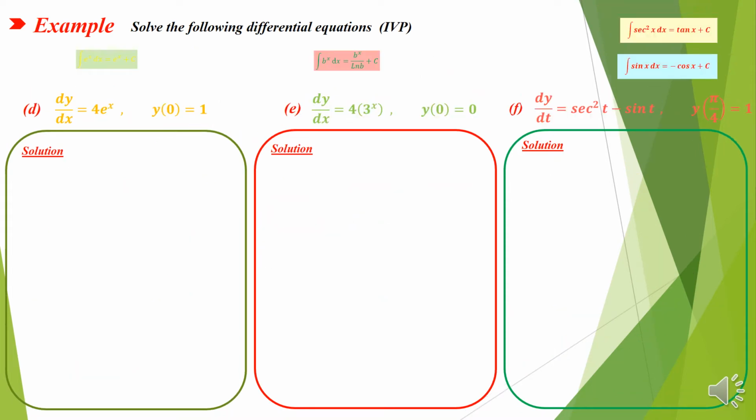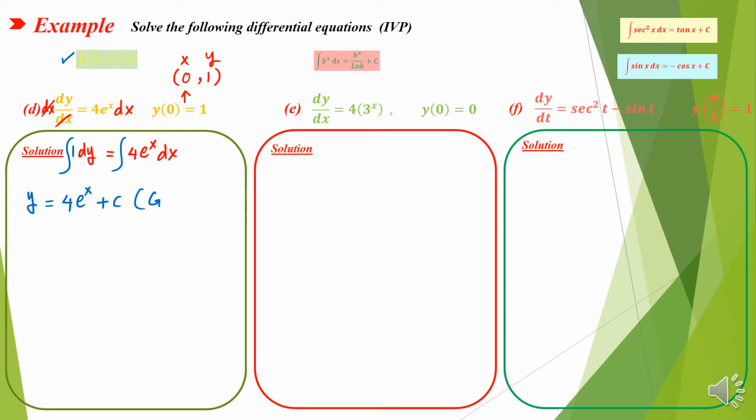In part D, we have the differential equation dy by dx equals 4e to the x, and we have the initial condition y of 0 equals 1, which means the point 0 and 1, x equals 0, y equals 1. So first you have to multiply both sides by dx. Cancel dx with dx, you'll get dy equals 4e to the x dx. Now you have to integrate both sides, and here we have integration of dy, which is 1 dy, so we have the integration y equals 4 multiplied by the integration of e to the x, and the integration of e to the x is the same function, e to the x plus c.